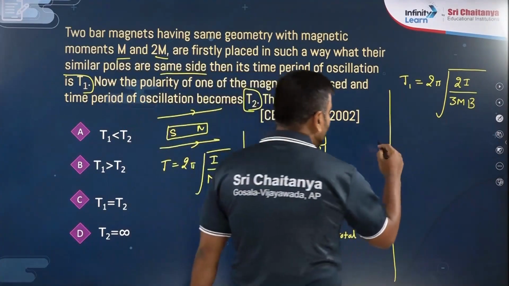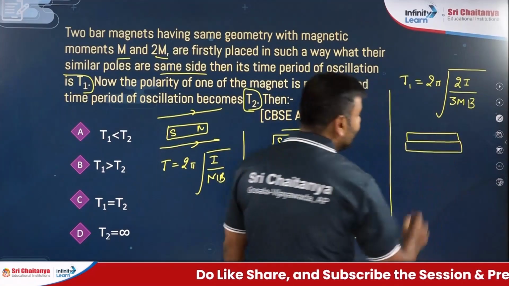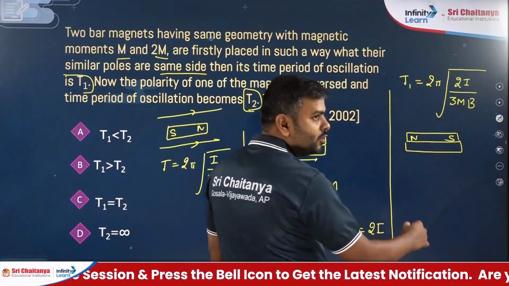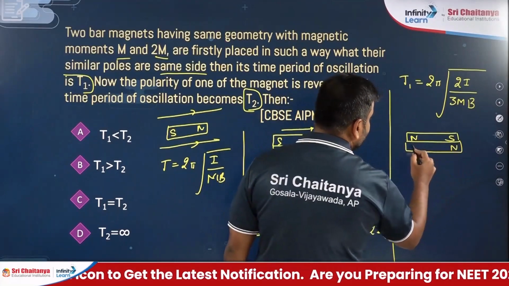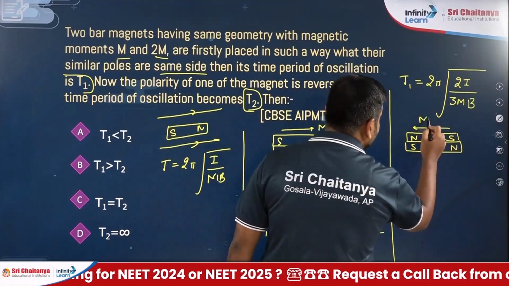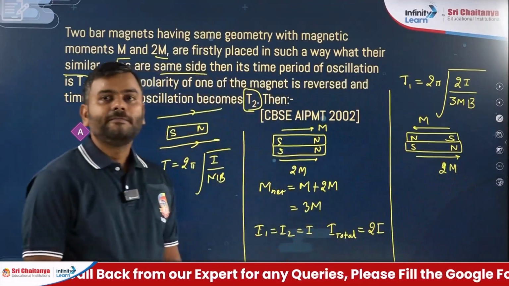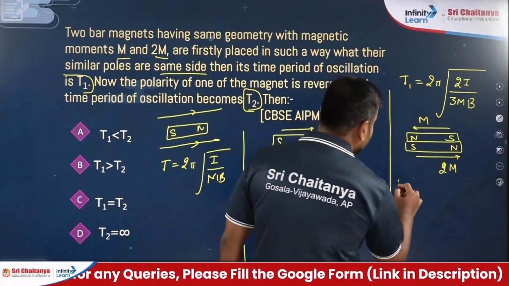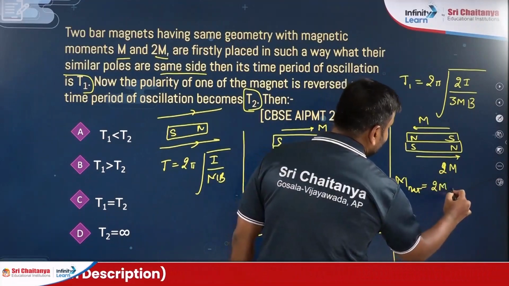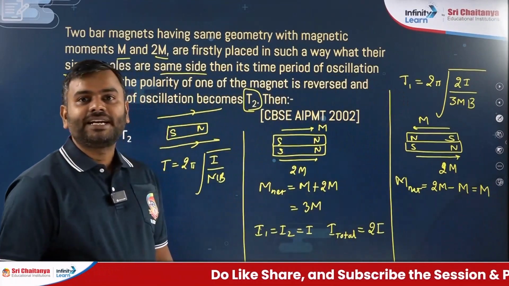Okay, now the second situation which they have given in this question is that one of the magnet's polarity is reversed. Let's say the first magnet's polarity is reversed. So we are taking here south pole and north pole, and here we have north pole and south pole for the second magnet. Because of that change in polarity, the magnetic dipole moments of the two are reversed. What will be the net magnetic moment we are getting? The M net value will come out to be 2m minus m, which finally gives the value m.